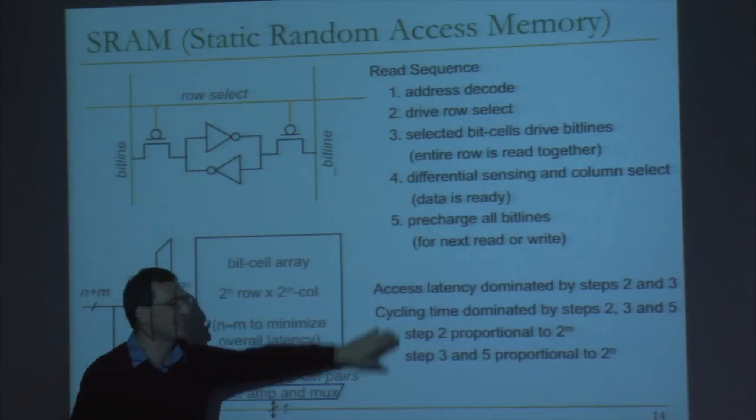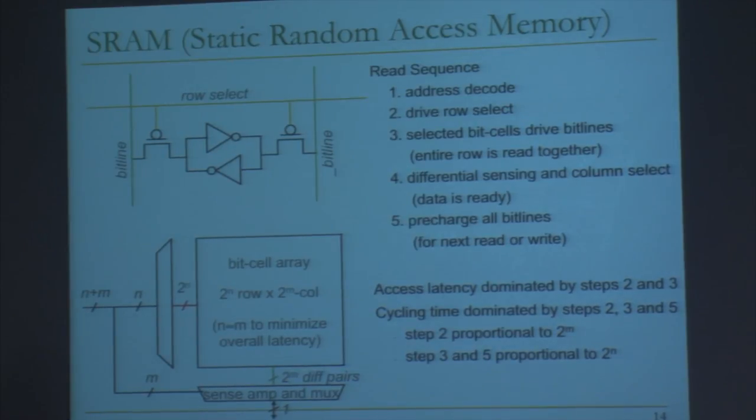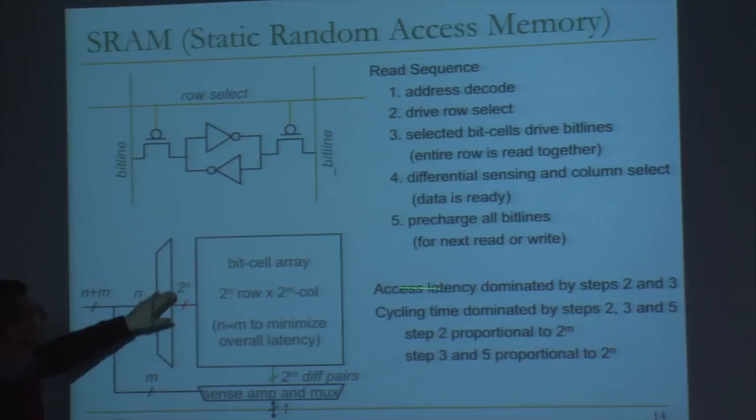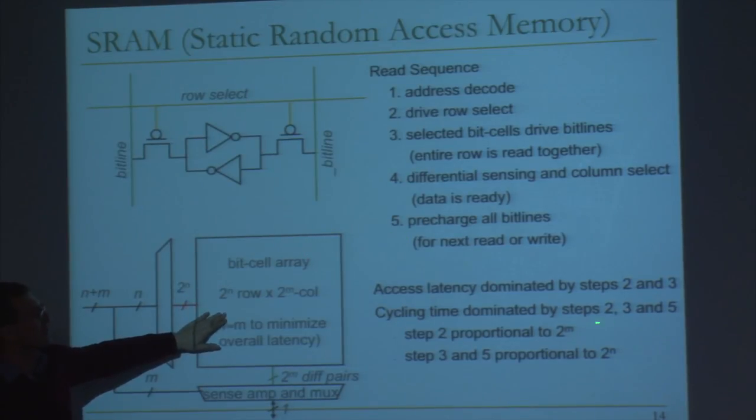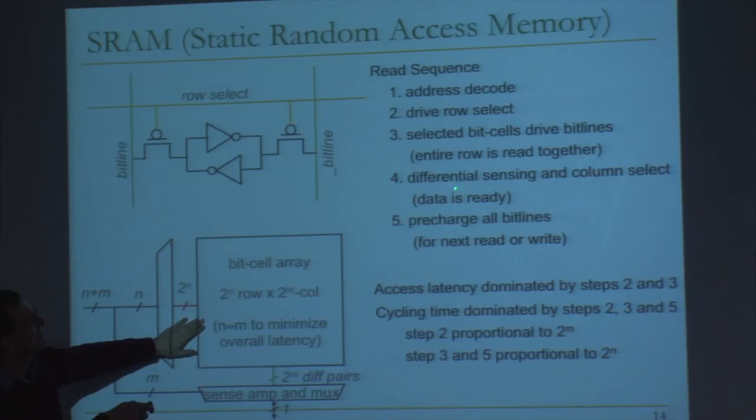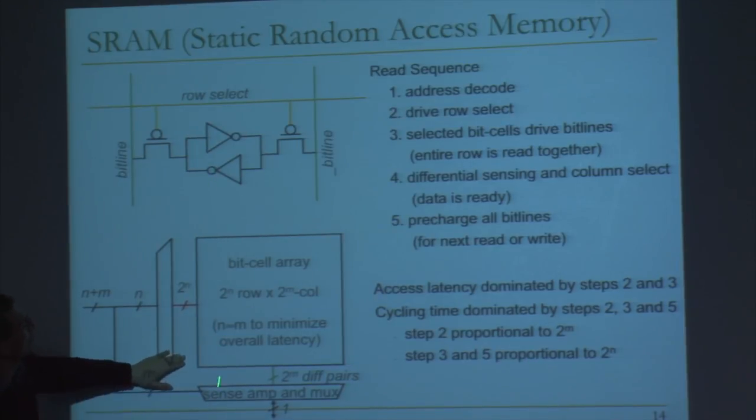There's also cycling time, which is basically how long it takes until you can do the next access from this access. And that's dominated by certainly this access, how long you can drive the bit lines, and how long it takes to drive the word lines, and also how long it takes to do the precharge. And if you think of step two, driving the word lines is proportional to how many columns you have, right? And the access latency of step three and step five, basically driving the bit lines either from the row into the sense amplifiers or by precharging the bit lines, is proportional to the number of rows you have, right? Because the bit line spans the entire length of the array.